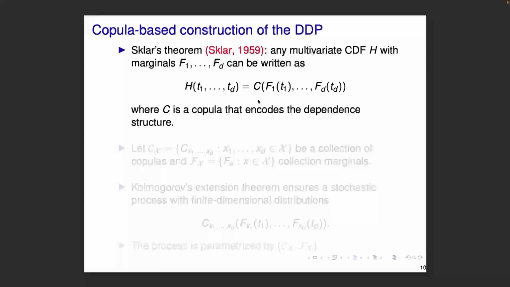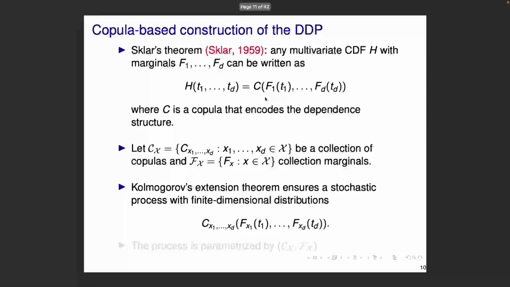Copulas are very important because they allow us to define joint distributions with specific marginals. And there is this theorem by Sklar that says that any multivariate CDF can be written in this form, and you need a copula that is also a CDF on the hypercube with uniform marginals. So we can use this idea to define now a process with specific marginals. To do so, the first thing we need is a collection of copulas indexed by finite elements in the predictor space. And also we need a collection of marginals.